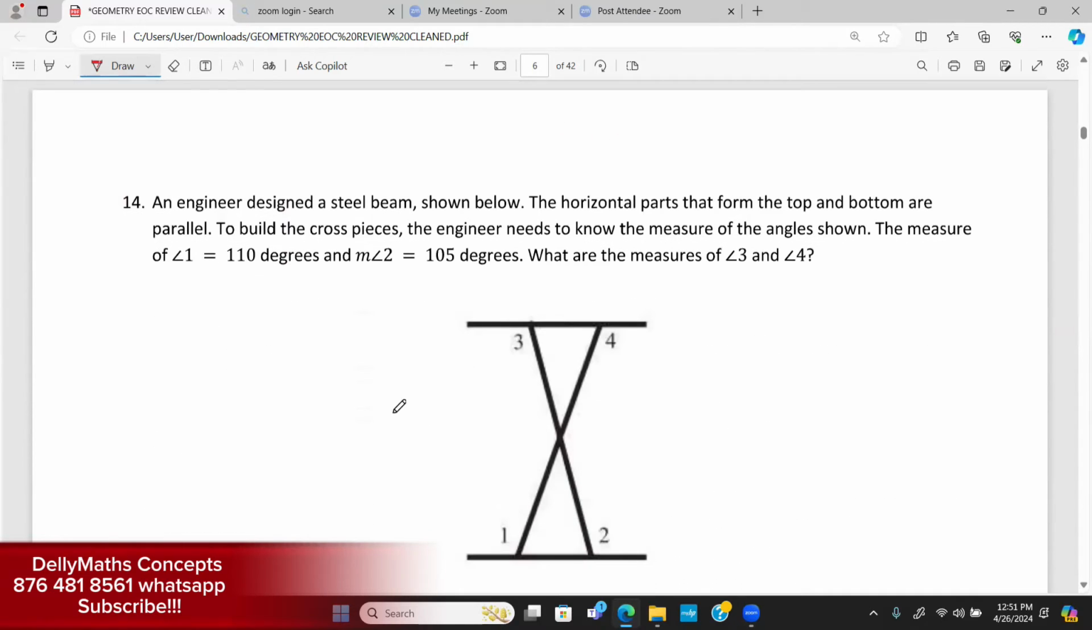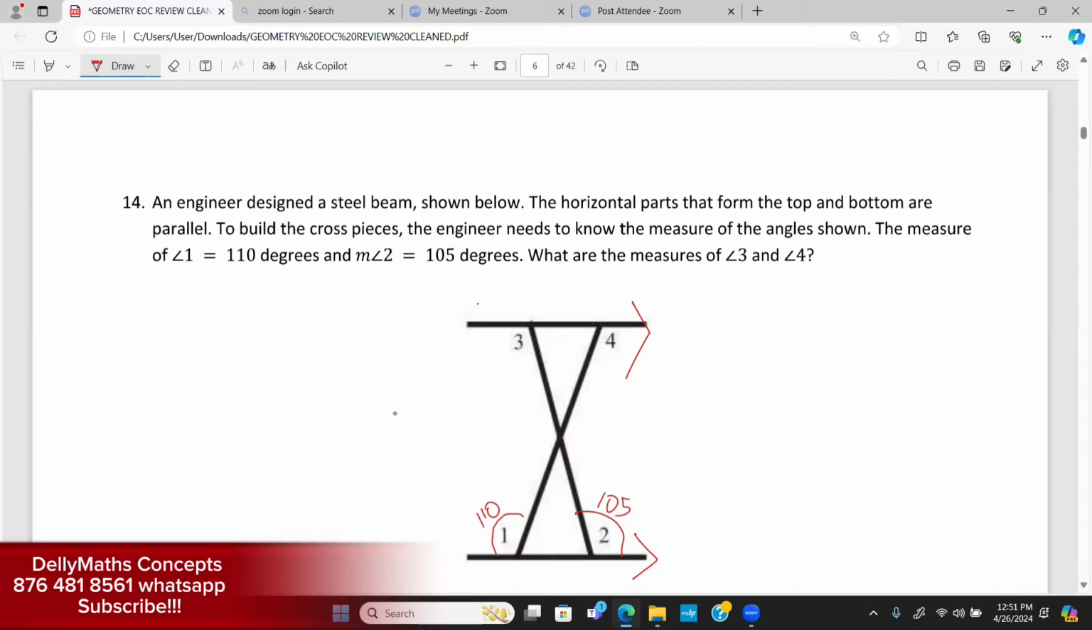Number 14 says, an engineer designed a steel beam shown below. The horizontal parts that form the top and bottom are parallel. Okay, so they're suggesting that this is parallel to that. We're taking note of those. To build across the process, the engineer needs to use the measure of the angles. Angle 1 measure is 110. They're telling us that this is 110. Angle 2, we're told this is 105.